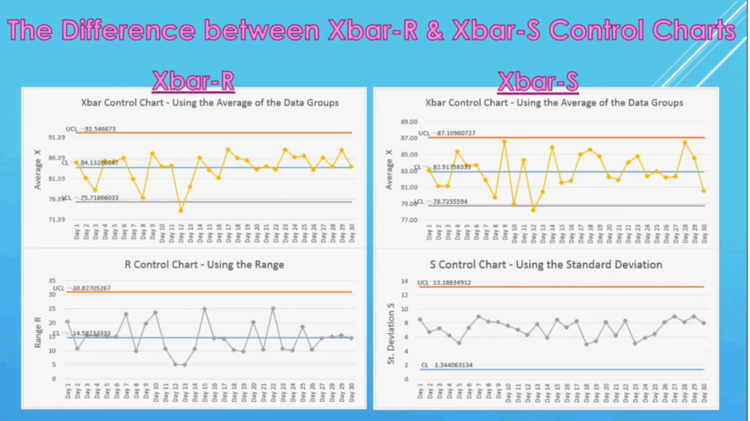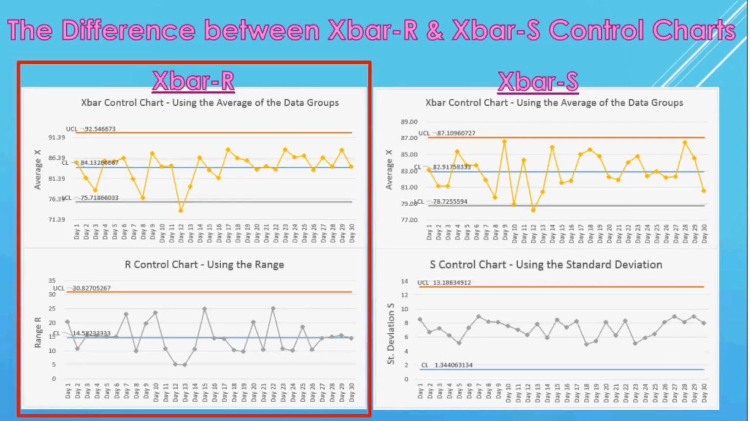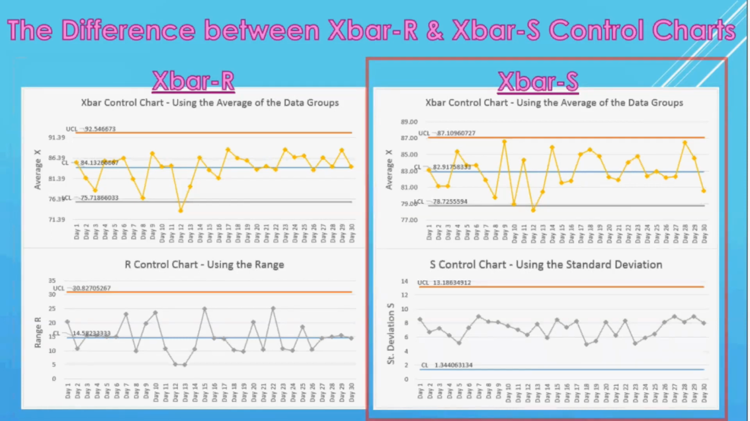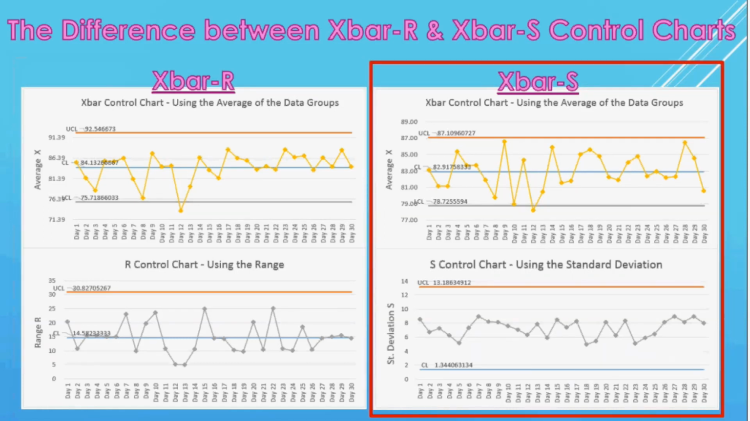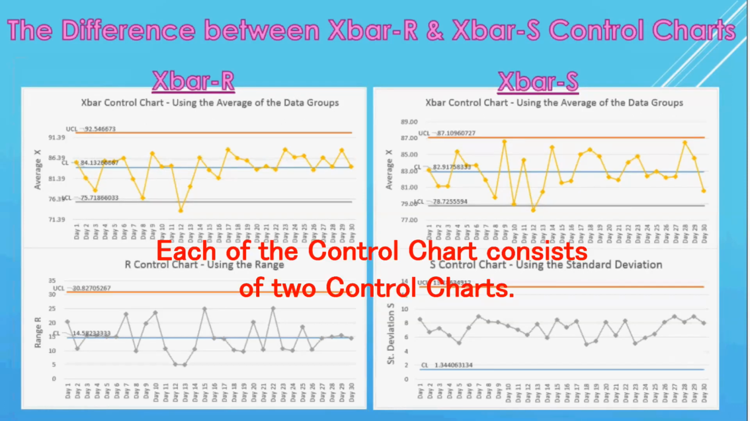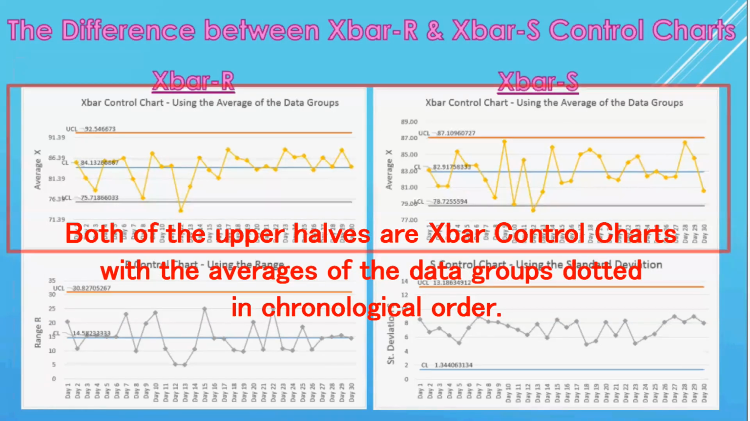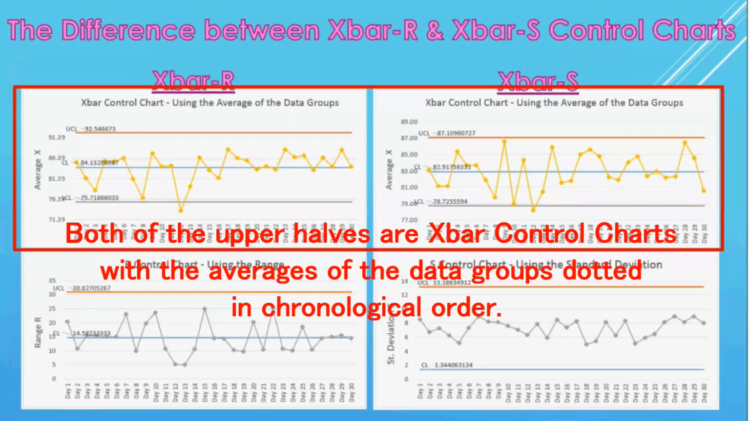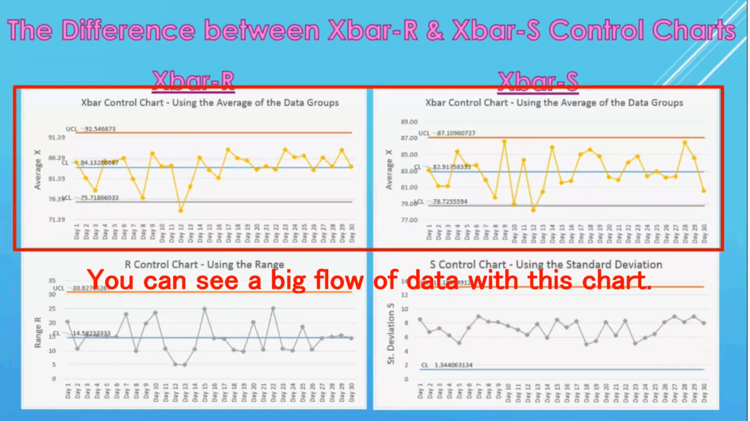I'll answer the first question about the difference between the Xbar R and Xbar S control charts. The left chart is the Xbar R control chart, and the right shows the Xbar S control chart as examples. Each of the control charts consists of 2 control charts. Both of the upper halves are Xbar control charts, with the averages of the data groups dotted in chronological order. You can see a big flow of data with this chart.